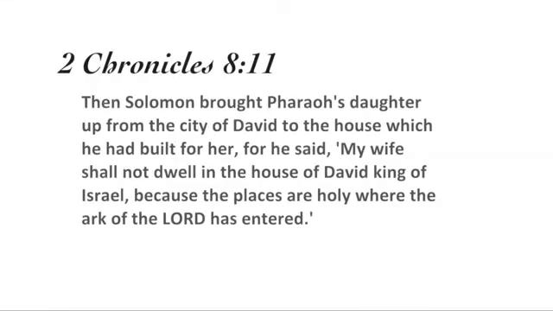Solomon, aware of her defilement of the holy places of the city of David, built a house for her and relocated her once he had built the temple. And we see that in 2 Chronicles 8:11. Thus, even when the temple was dedicated, Solomon had allowed idolatry to take root at the heart of Israel. Then Solomon brought Pharaoh's daughter up from the city of David to the house which he had built for her, for he said, "My wife shall not dwell in the house of David, king of Israel, because the places are holy where the ark of the Lord has entered."